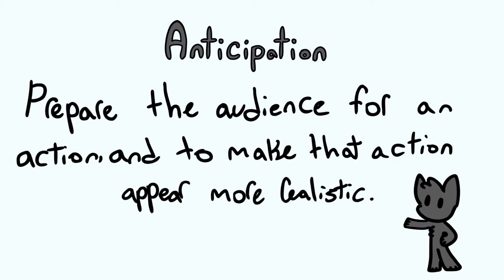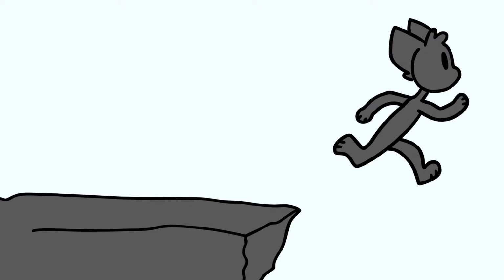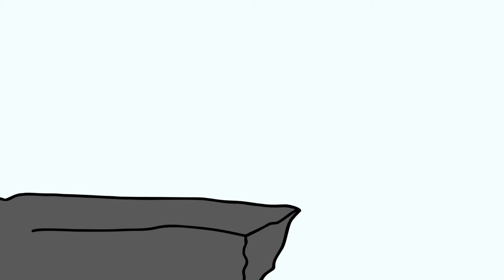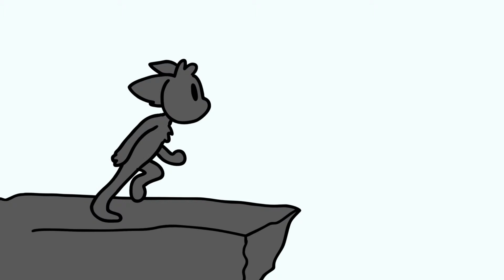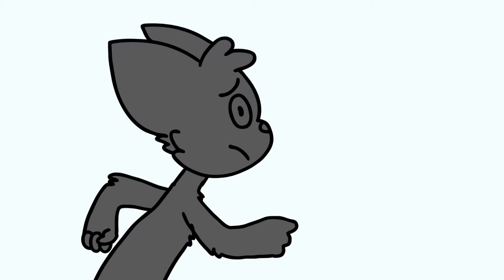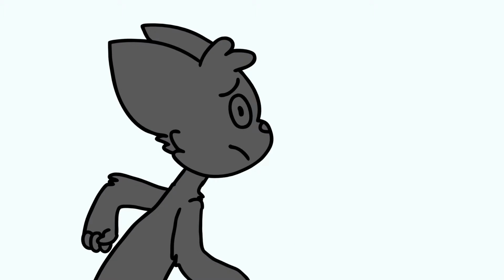Anticipation is used to prepare the audience for an action and to make the action appear more realistic. An example could be the character standing still above a cliff before falling to his doom, the sudden stillness giving the audience a moment to prepare for the fall. Most of the time, anticipation like that is used for comedic effect.